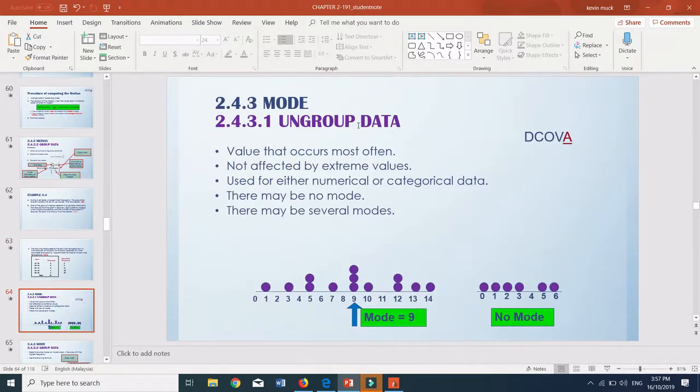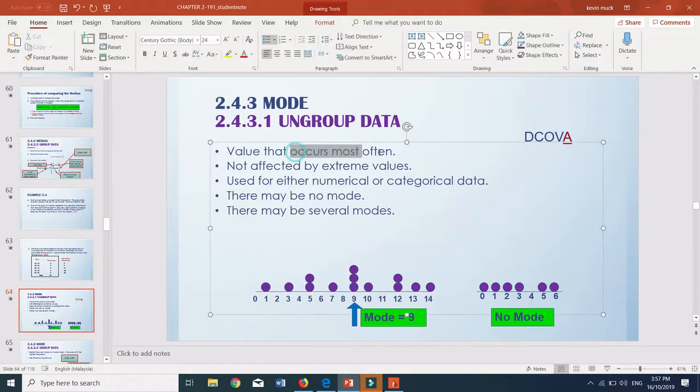Mode for the ungrouped data is the value that occurs more often. So in some cases there will be no mode, because the data is all the same, and each occurs only one time. So there is no data that occurs more than one time, and it has no mode. Maybe there are several modes, where this and this occur 2 times. You have 2 modes, 1 and 5 as your mode. So the mode is the number that occurs the most often.